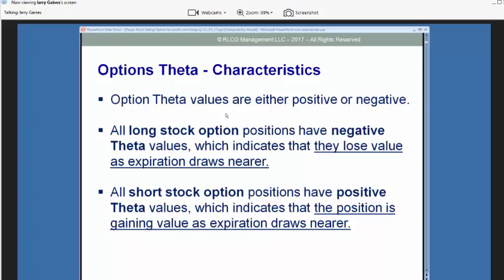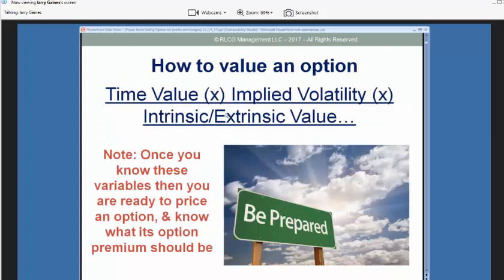Trade style or your trading option strategies that you're looking at. So let's take a look at the value of an option. If we look at an option price, it really comes down to time value, that main component, then implied volatility, then the underlying value of the security you're trading. If we understand these variables, then you're going to be ready to price your option and know what that option premium should be.